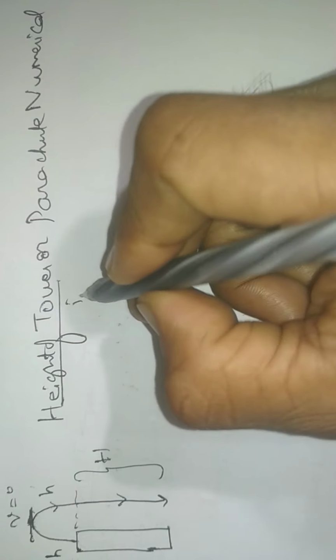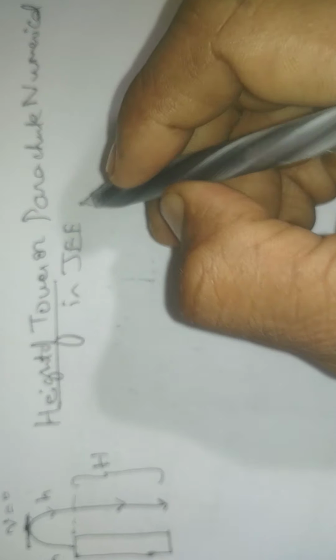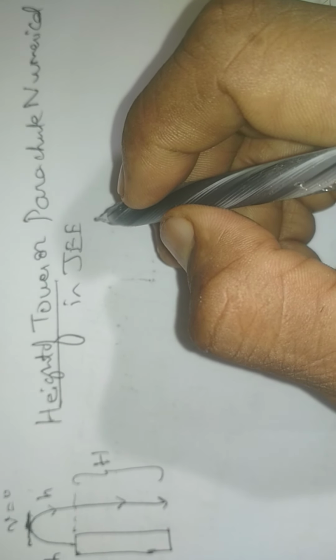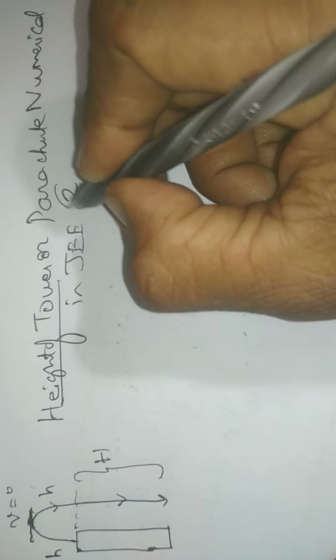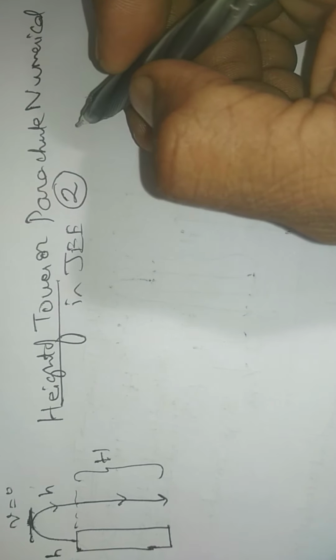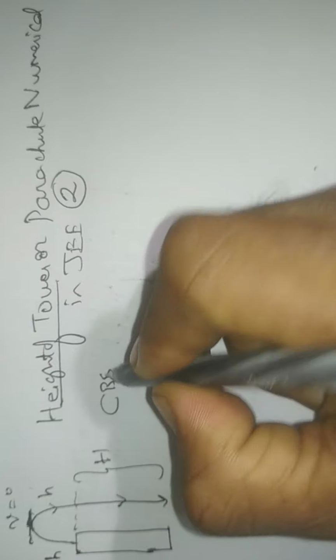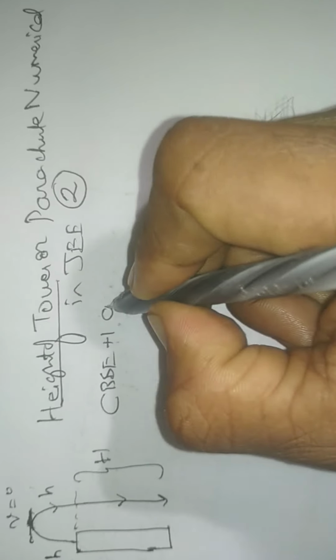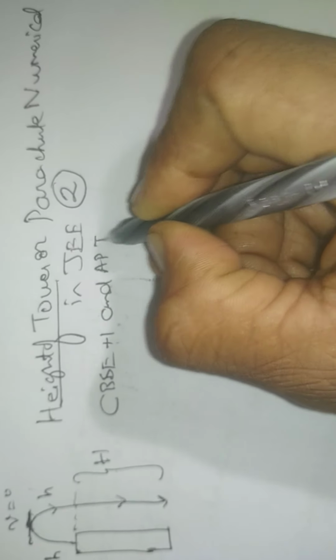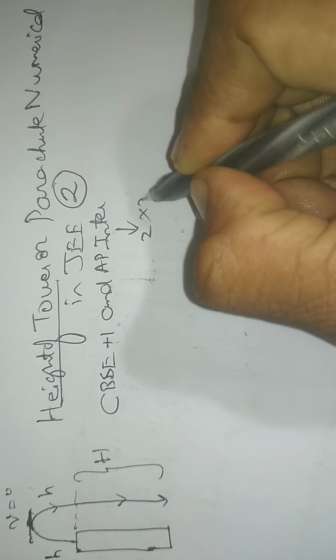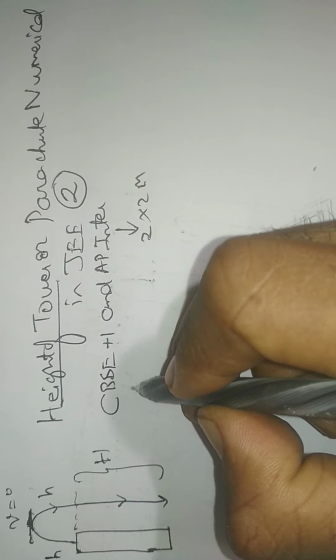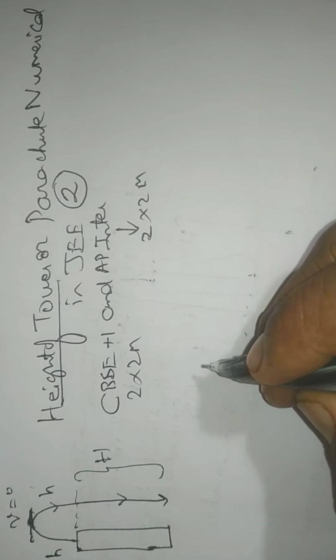In JEE Mains, this has credible importance because in the last 40 years of JEE Mains papers, we would find this problem as at least a minimum of 2 numericals. So that contributes a credible number of marks. And in CBSE and AP intermediate, you can find at least 2 questions of 2 marks each. So it's a good weightage question. Now we're going to solve that.